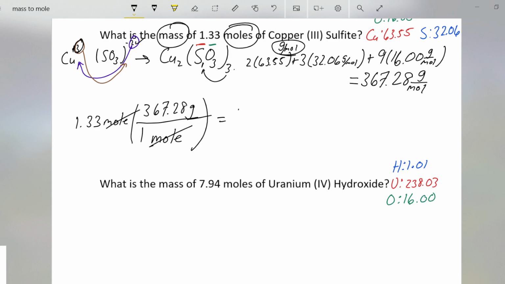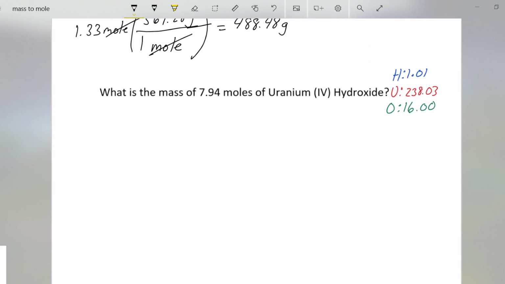And my answer is 488.48 grams. So there are 488.48 grams of copper 3 sulfite in 1.33 moles of copper 3 sulfite.